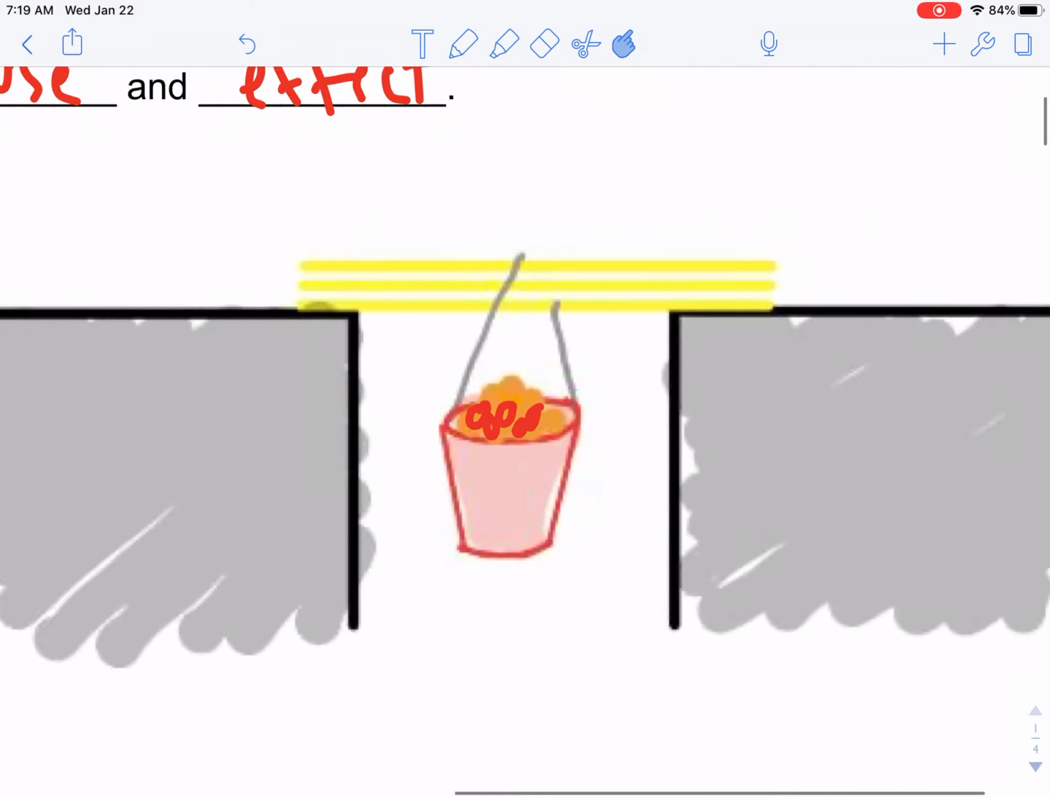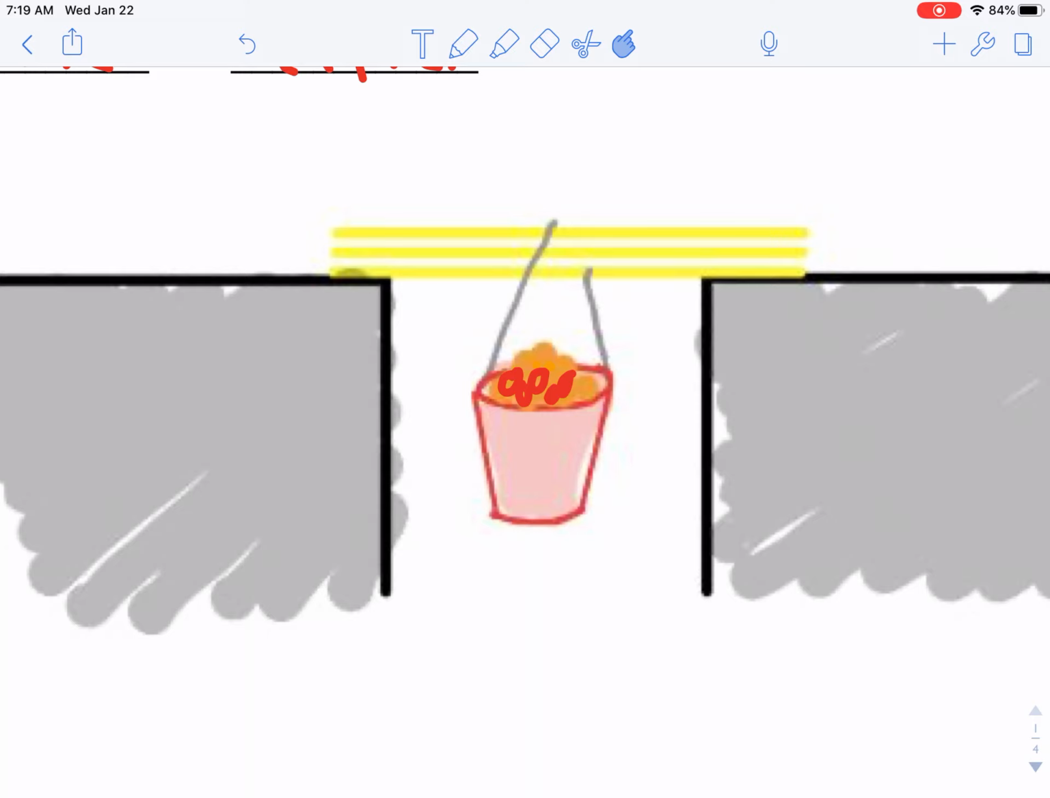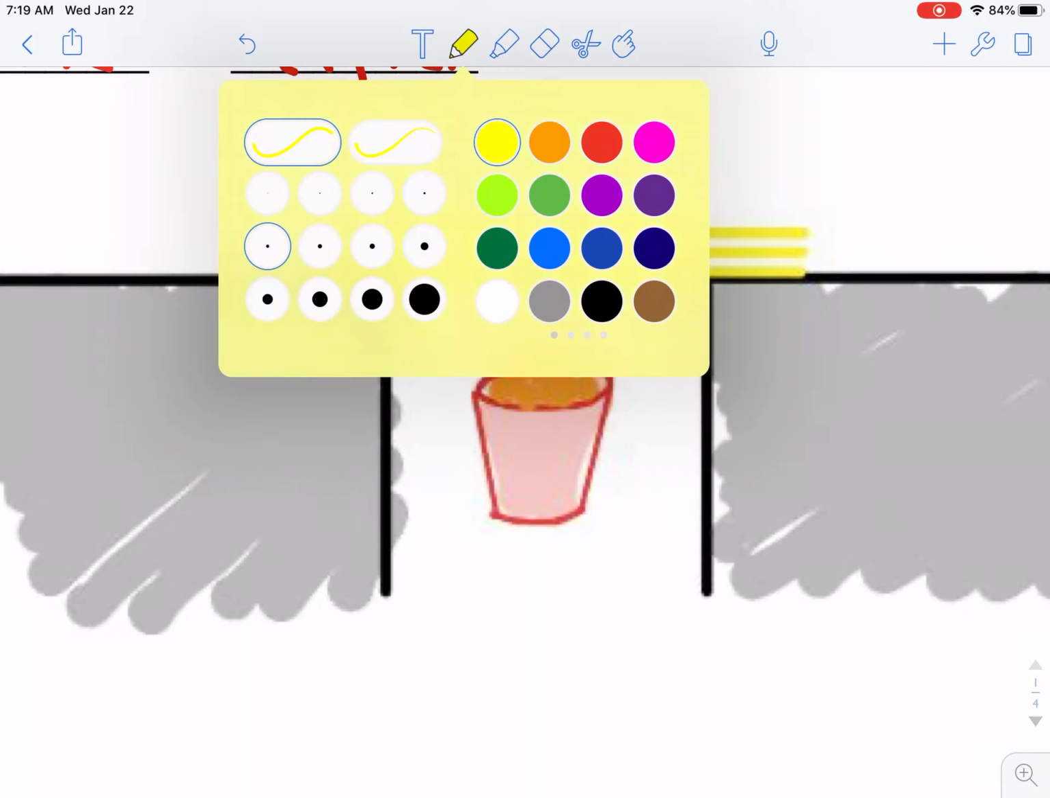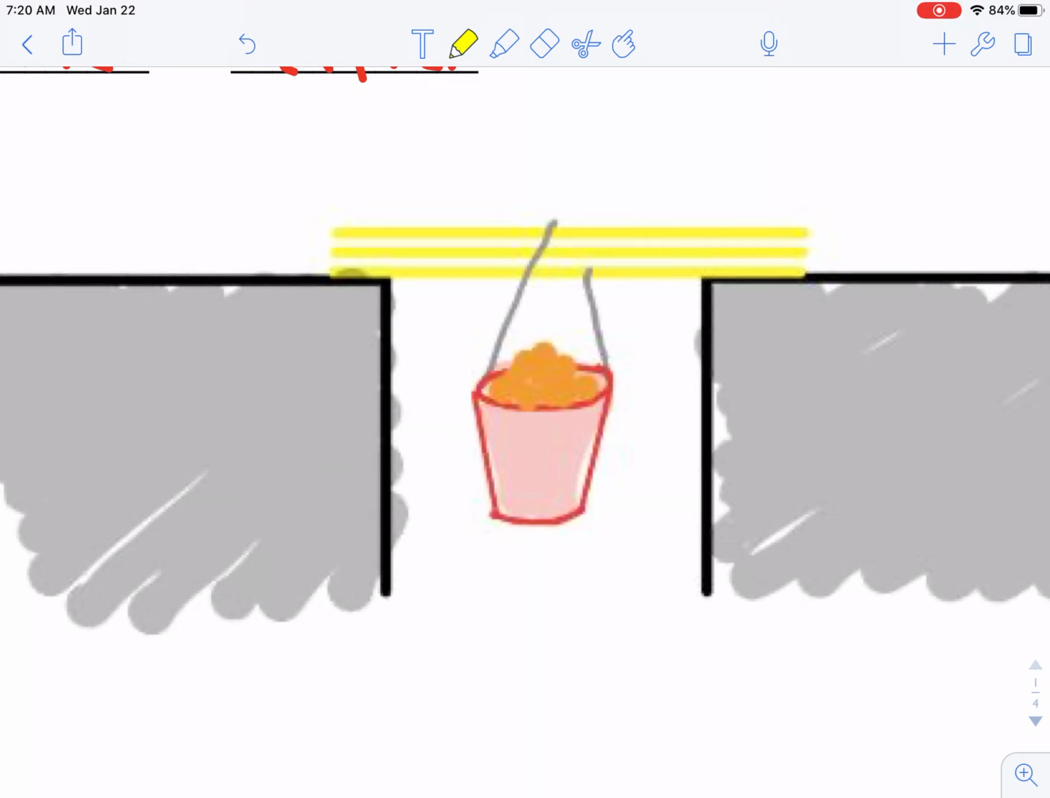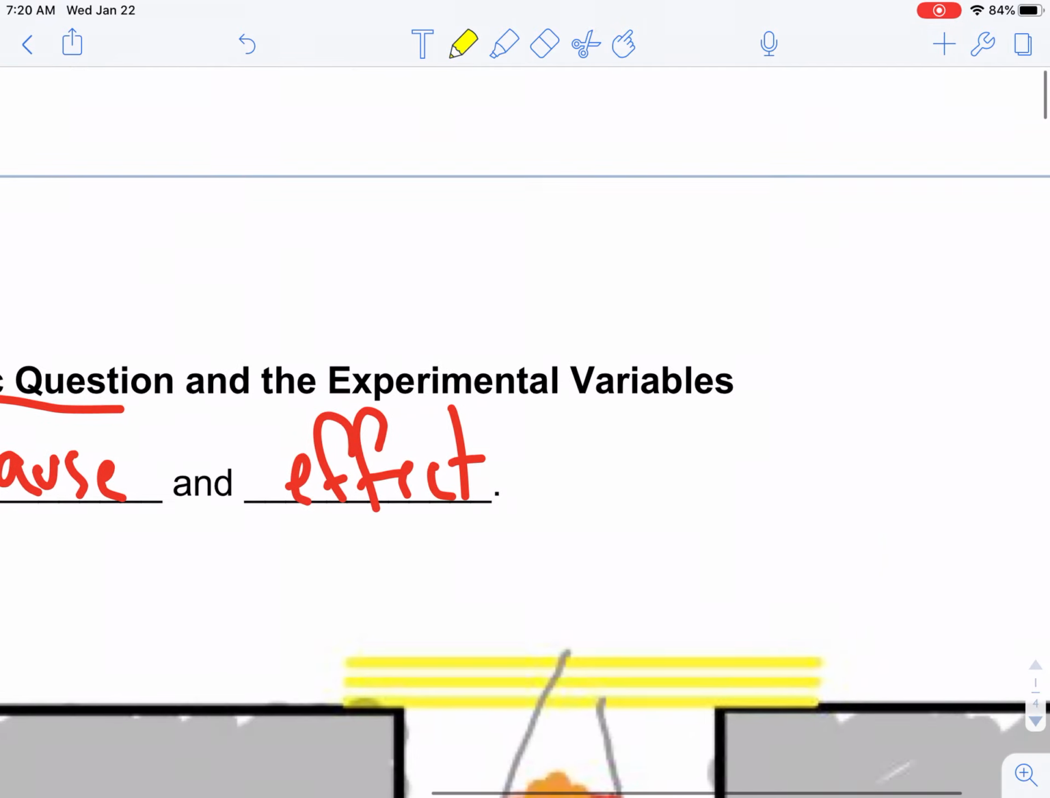So let's look at an example from class. We're performing the spaghetti bridge experiment, and we have this apparatus. The word apparatus just means experimental setup. We've got spaghetti over 2 desks with a cup and pennies hanging from the noodles. So what are some things that can change about this experiment? This is the concept of the experimental variable.